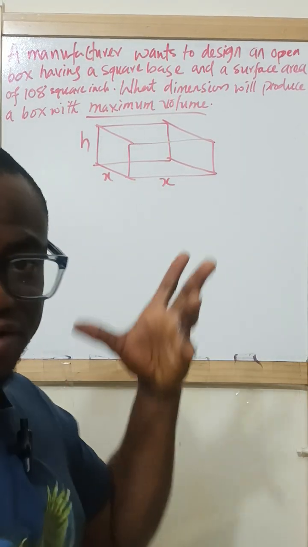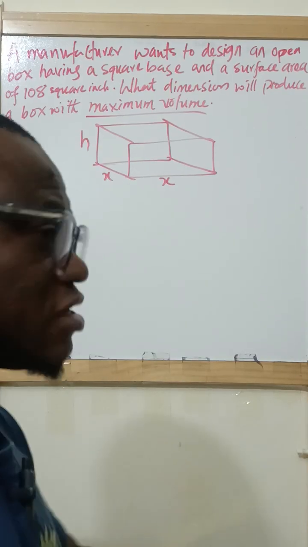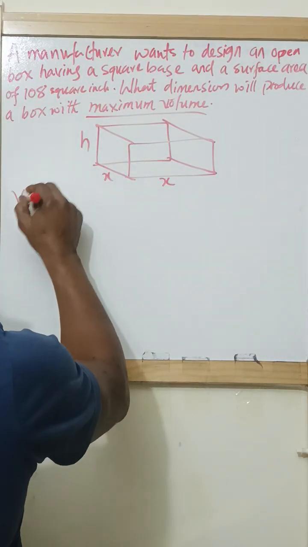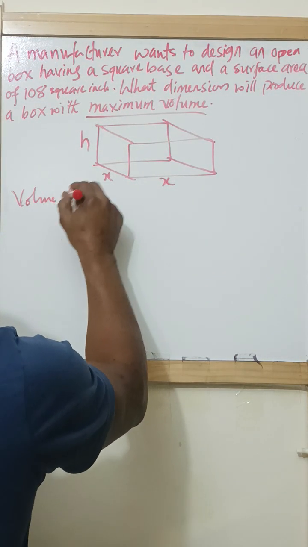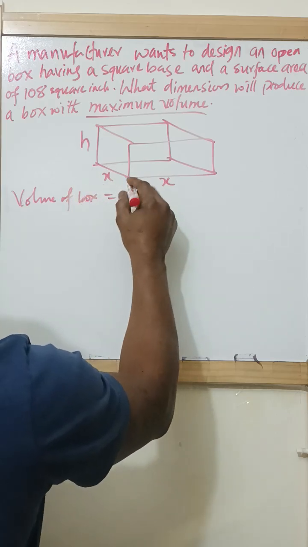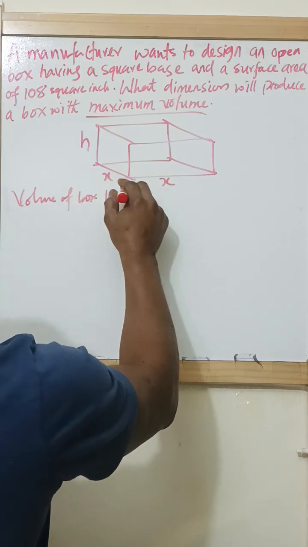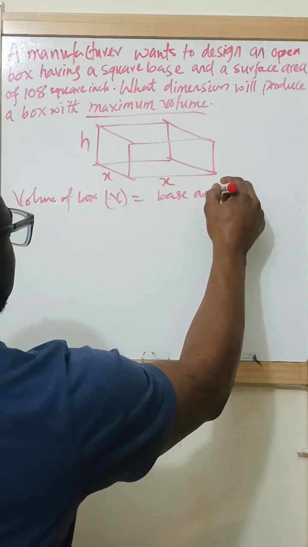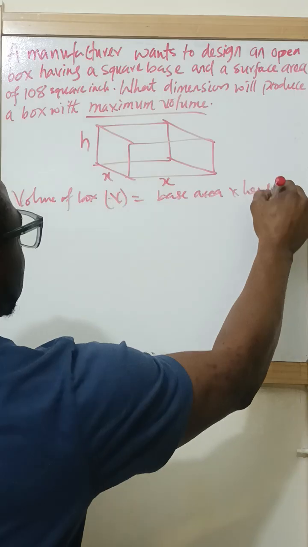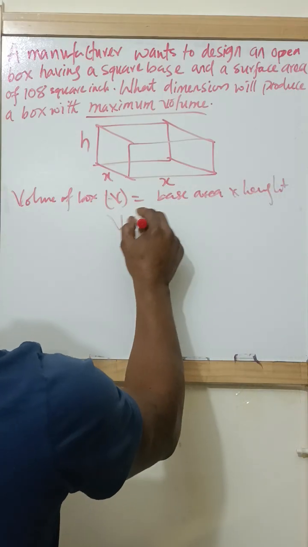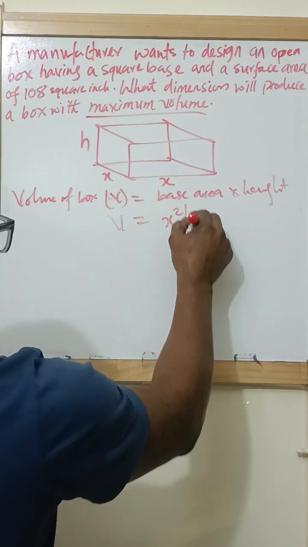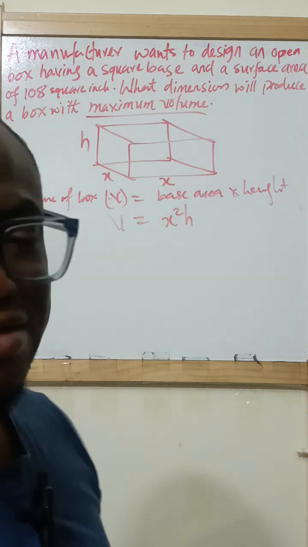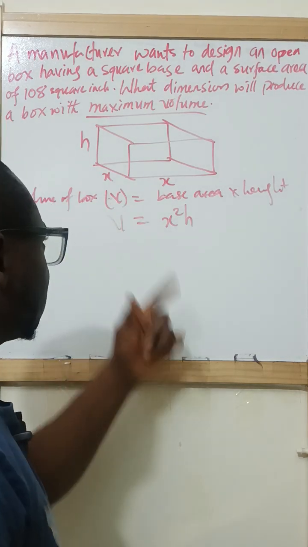And you know that the volume of this box is going to be the base area times height, right? So the volume of the box, let's call it V, will be base area times height. So V will be equal to x squared h. That's the base area times height.